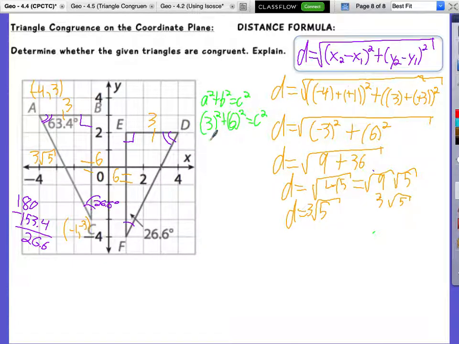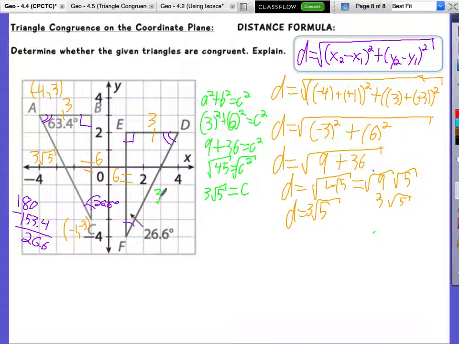So 3 squared is 9, 6 squared is 36, so 9 plus 36. How do we solve for c now? You square root both sides, because the square root of c squared is c. The square root of 45 we said was 3 times the square root of 5.